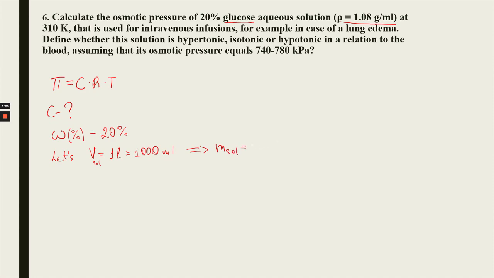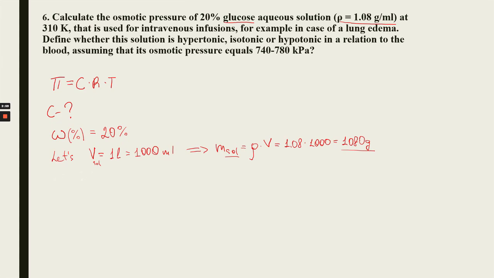For that, we will multiply density and volume. So 1.08 multiply 1000, we will get 1080 grams. This is the mass of solution.